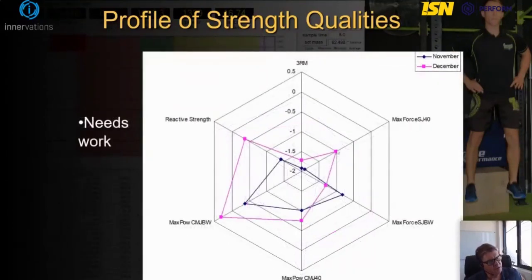For a poor athlete, we can see again this plot. They're quite good on a counter movement body weight jump, but every other parameter is well below the average, which is the zero line here. So here's an athlete that needs a lot of work, and these graphics show very clearly to the athlete what you're trying to change and why.